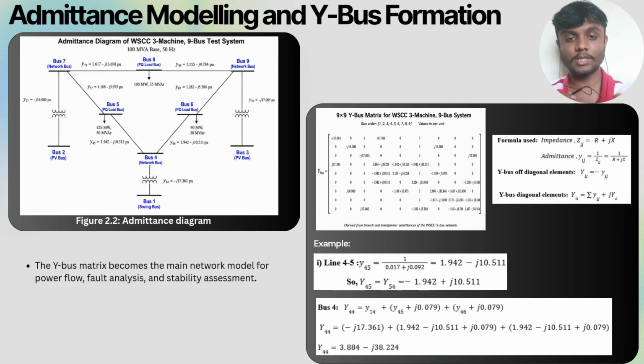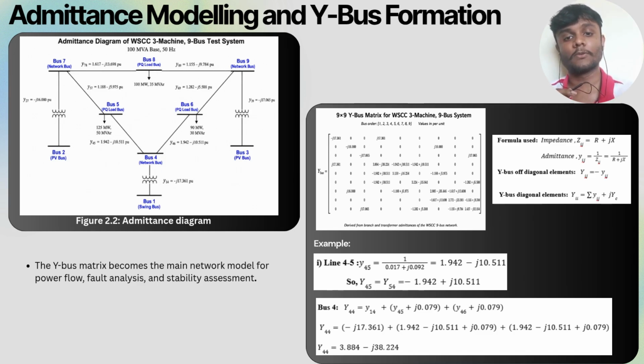So for example, if you see in the slide, the line between bus 4 and bus 5, the impedance is 0.017 plus imaginary of 0.092 per unit. When this value is converted into admittance, it becomes 1.942 minus imaginary 10.511 per unit. In the Y bus matrix, the off diagonal elements are the negative of the branch admittance. So for the line between bus 4 and bus 5, the Y45 and the Y54 becomes negative 1.942 added with imaginary of 10.511.